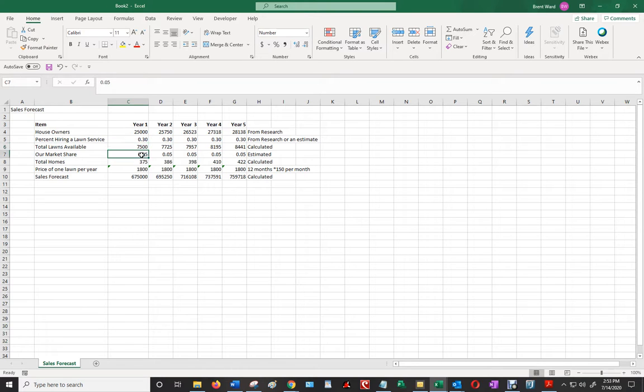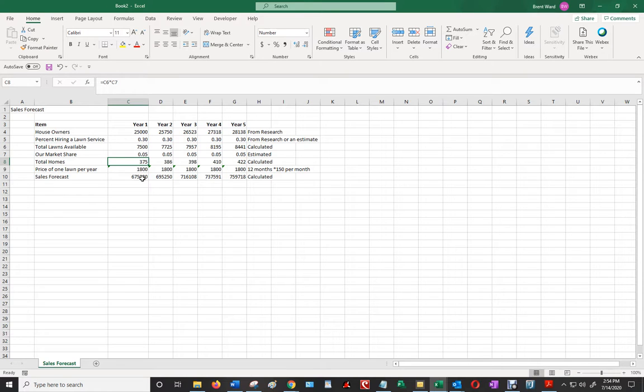Now then you have to estimate your market share of all that, and I've used 5% here. And you take that 5% and you multiply it by the 7,500, and that gives you this 375. So that'll be the number of lawns that you'll be cutting.